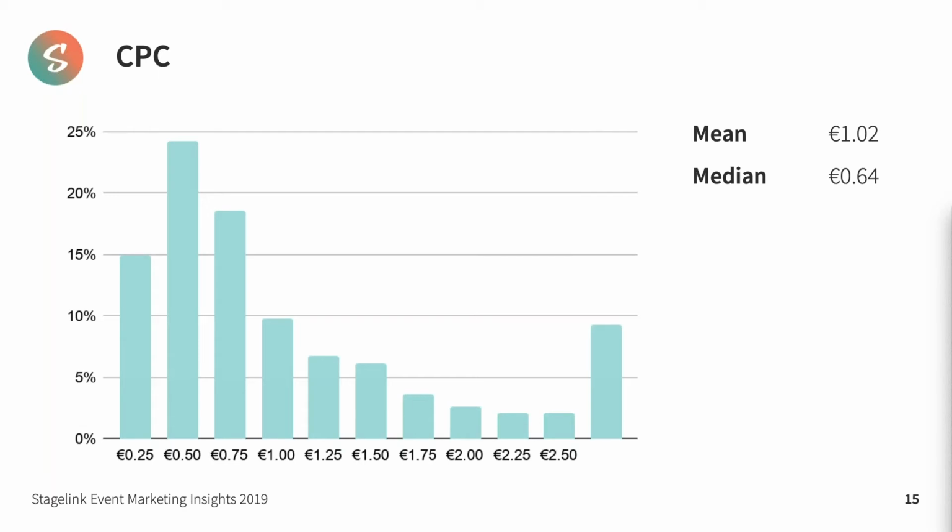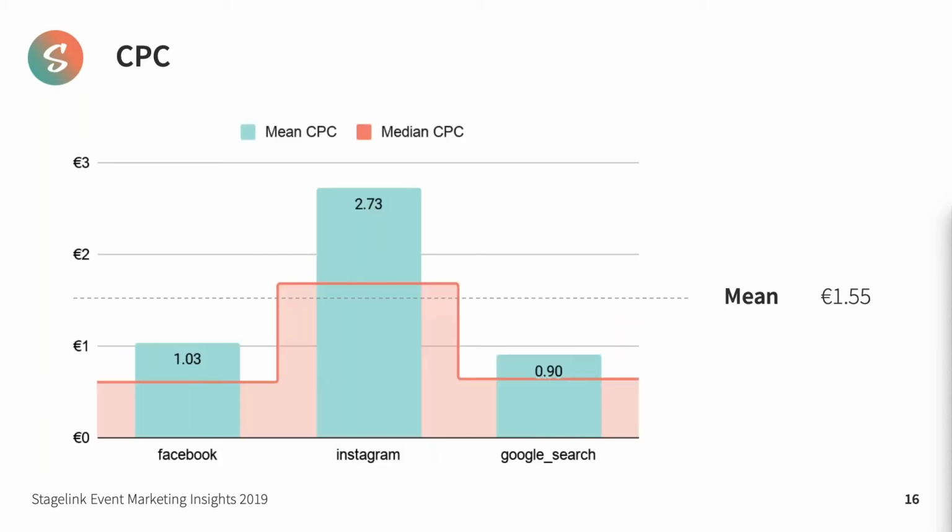We can also see that when we compare the mean and the median, there's a bigger difference, which generally hints at larger variance in the whole data set. But generally, we can say, on average, it seemed to cost €1 to generate a click. If we compare our three channels again, we see basically exactly the opposite of what we've seen before.